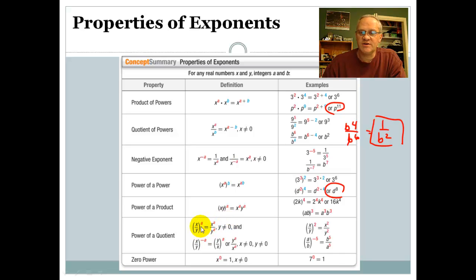Same thing applies with the quotient, with division. If you have x divided by y, all raised to the a power, x can be raised to the a power and y. So for example, like over here, x over y squared, you've got x squared over y squared.